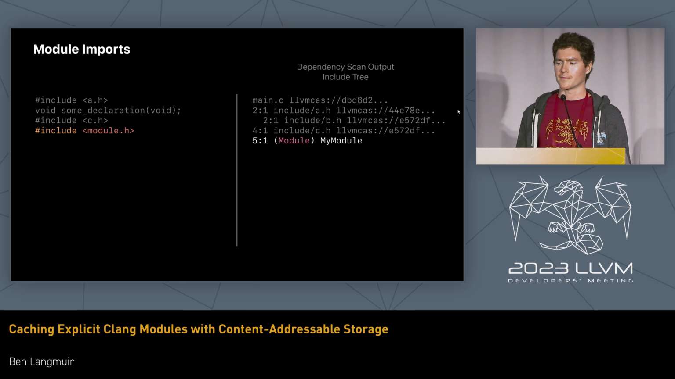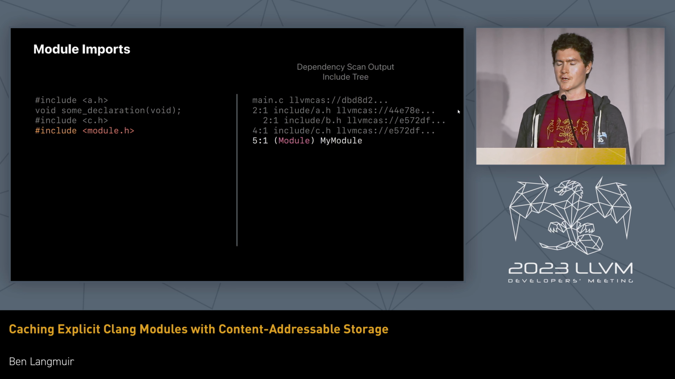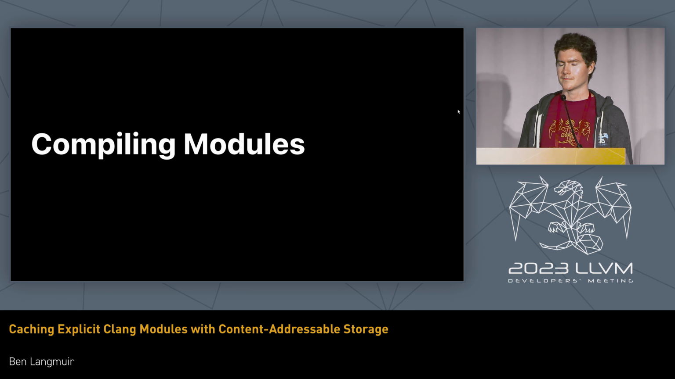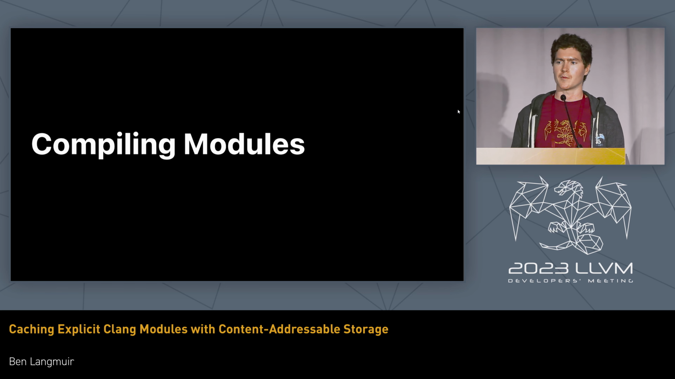Lastly, and what's new this year, we have a representation for a modular import. Again, we have a source location, and then we need some way to import this module. Let's talk about what goes on here. First, I'll talk about how we're going to compile this module in a way that is compatible with caching.